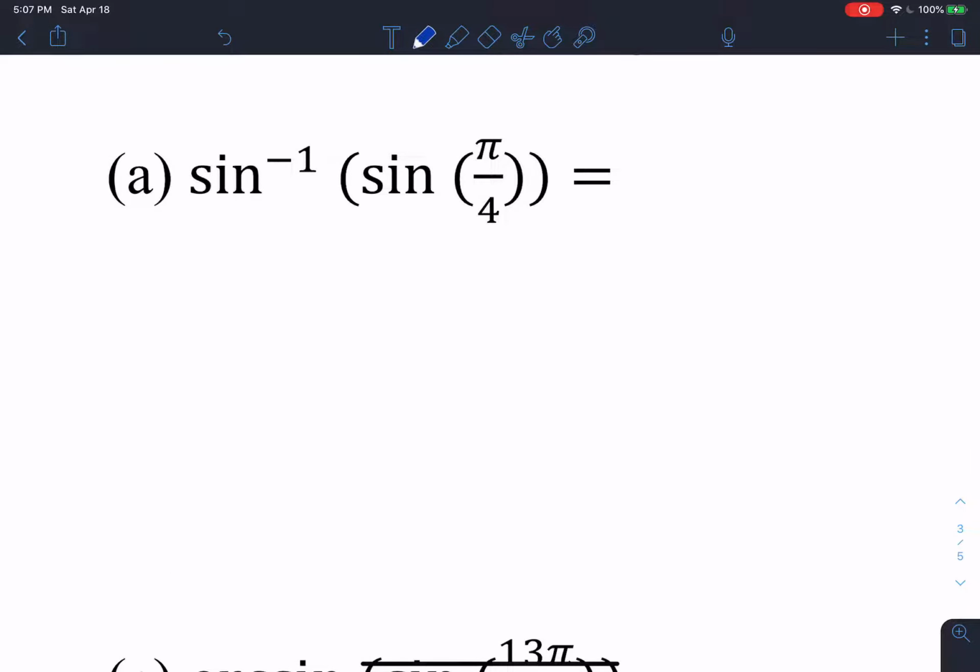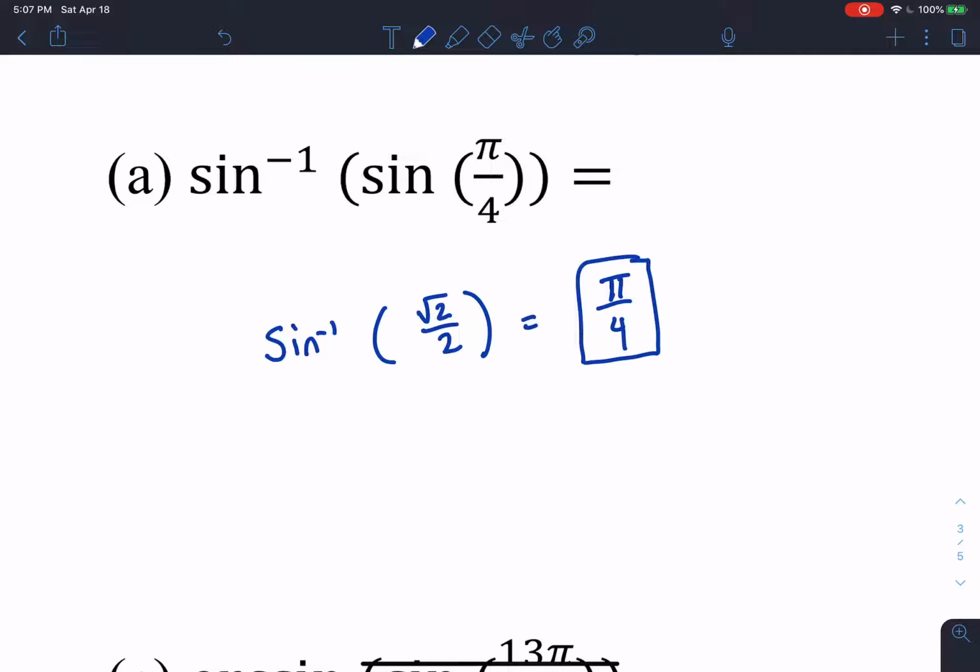So this first one, I have inverse sine of pi over 4. You always work on the inside part first and then the outside part second. Sine of pi over 4, if you're looking on your unit circle, is the y term at pi over 4. So that's root 2 over 2. Now inverse sine of root 2 over 2, where does the y term come out to be root 2 over 2? That's going to be pi over 4.